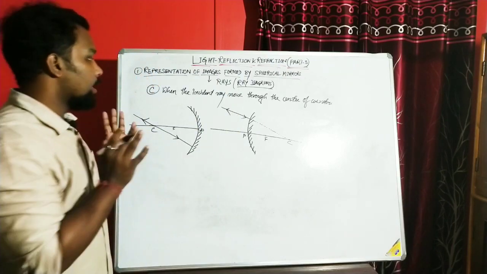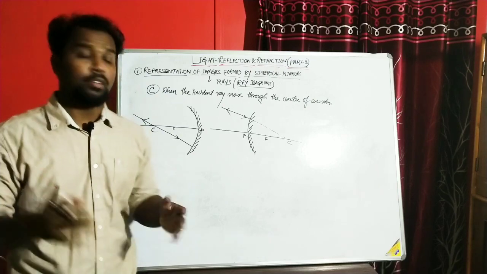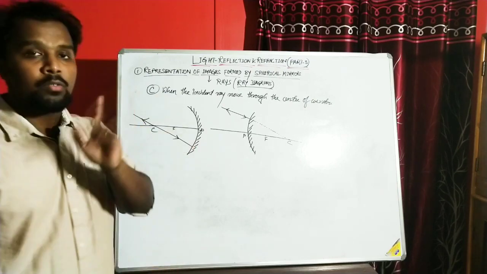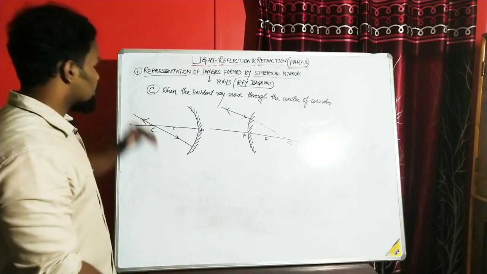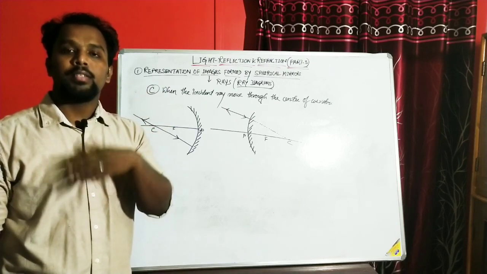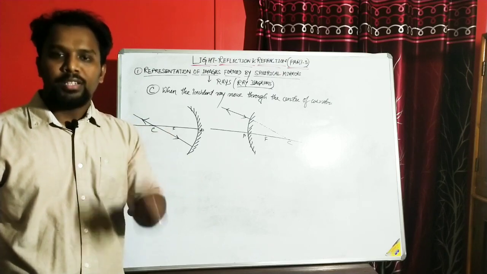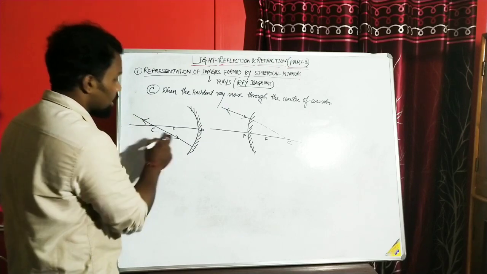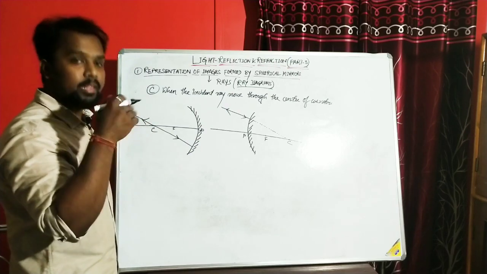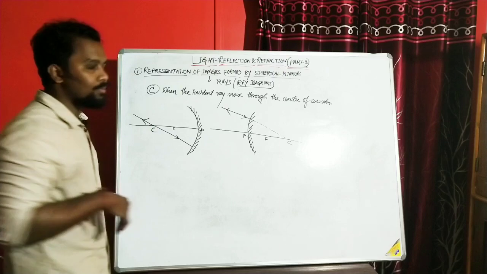Now why is it happening? What is the reason? See, there may be a one mark question: when the incident ray moves through the center, why is the reflected ray in the same line as the incident ray? What can be the reason? Because that incident ray is incident normally on the reflecting surface.